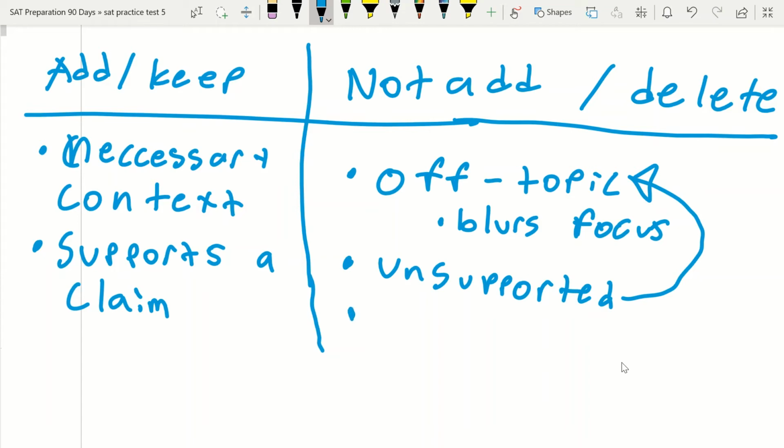Another thing would just be, obviously, if it's out of order, like you saw in that chronological part, that question 38 I just talked about. If it's out of order, you're not going to want to add it. You're going to want to make sure you delete it. So those are really, I'd say, the main things there that I wanted to touch on.